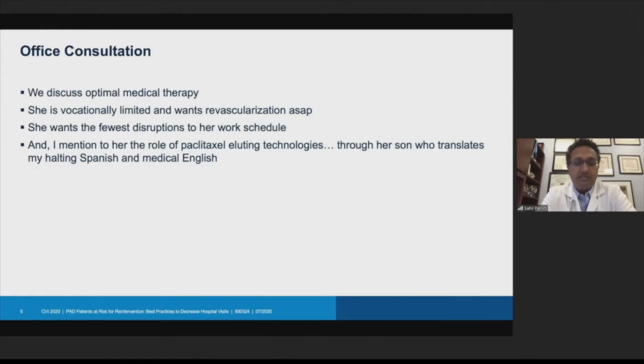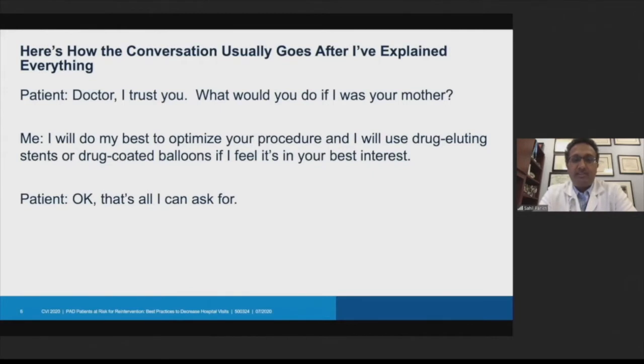So then, as is typical here in New York, many of our patients are Spanish speaking, and her son, who came with her to the visit, is translating as I dive into some of the discussion that we usually have about paclitaxel-eluting technologies. And this was last winter, right in the heat of the initial phase after the Katsanos meta-analysis. So we have this conversation, and most of the conversations really go like this.